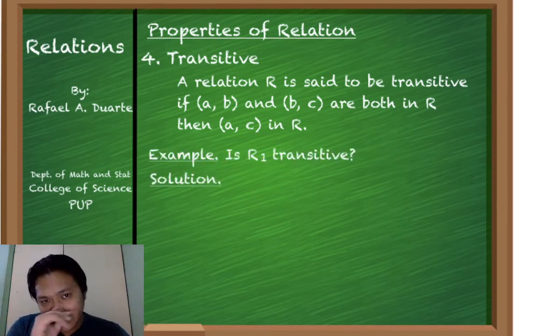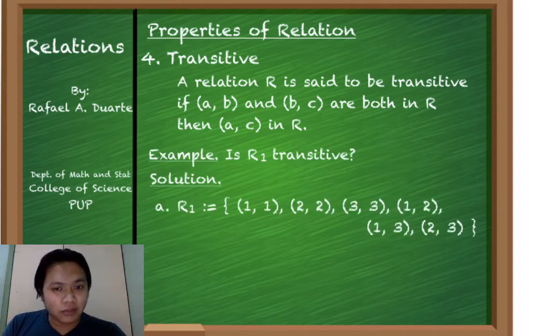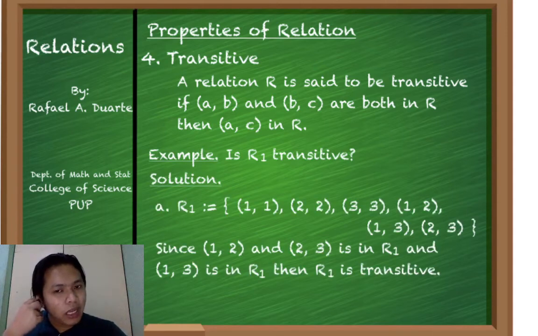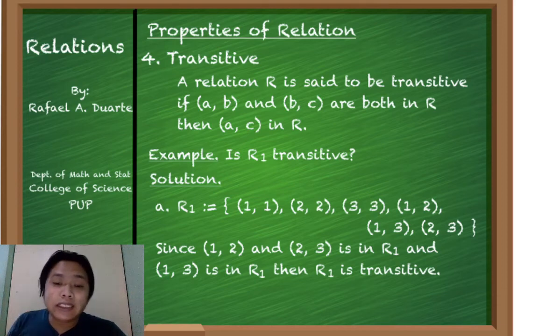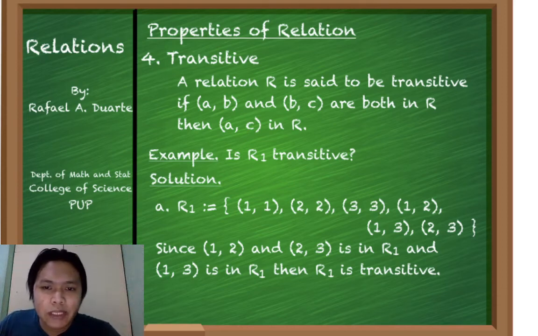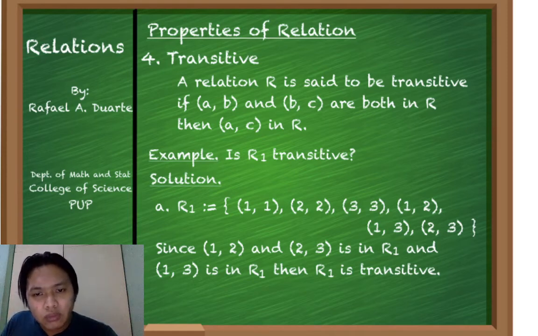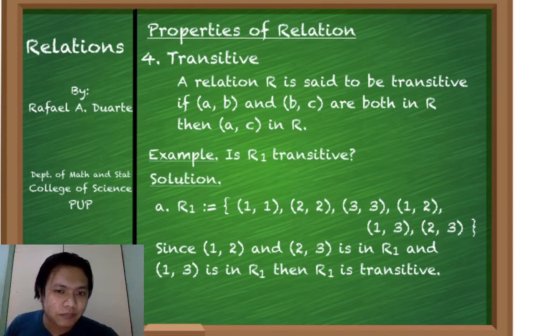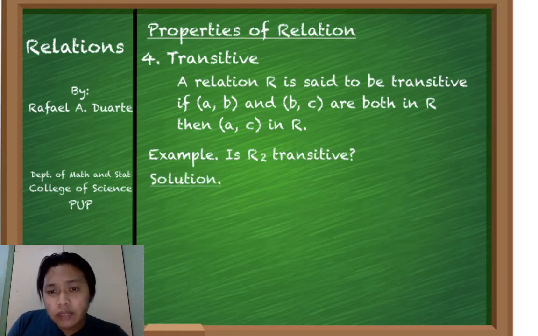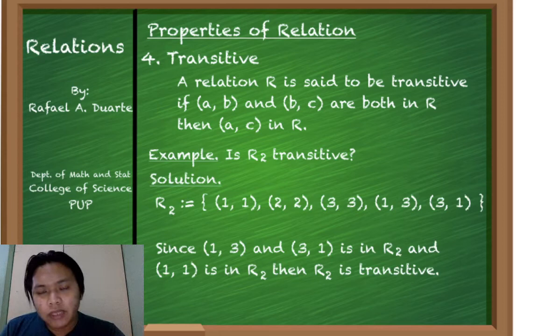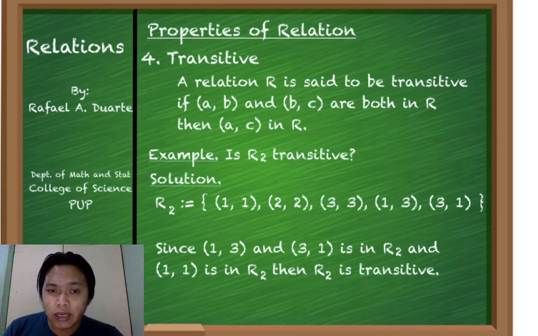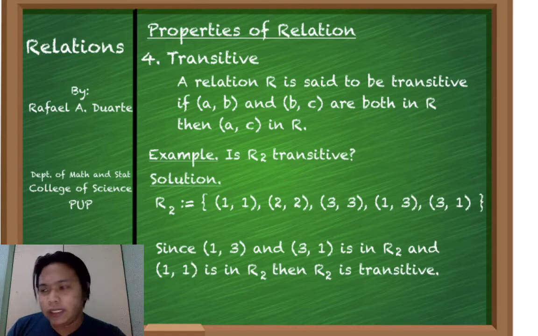So, is R1 transitive? Si R1 transitive to. Kasi, lahat ng makahanap ko na AB tsaka BC, yung AC niya nasa loob ni R1. One of the example is 1, 2, tsaka 2, 3. Yung A ko dito 1, yung B ko ay 2, yung C ko ay 3. So, yung 1, 2, BC, 2, 3, nasa loob ni R1. Tapos yung 1, 3 ko nasa loob din ni R1, yung AC. Si R2 din is transitive. Lahat ng mahanap ko na AB, BC, yung AC niya nasa loob ng R2. So, R2 is transitive.